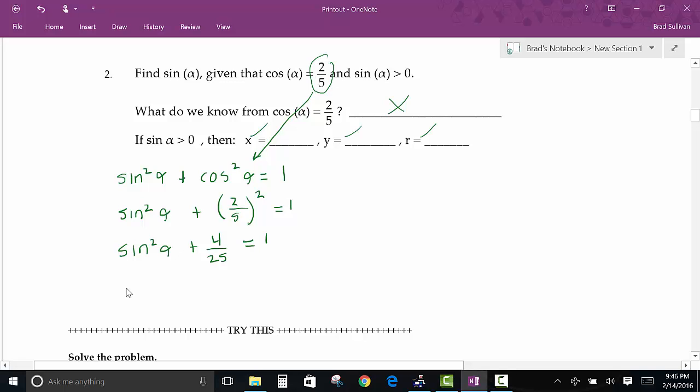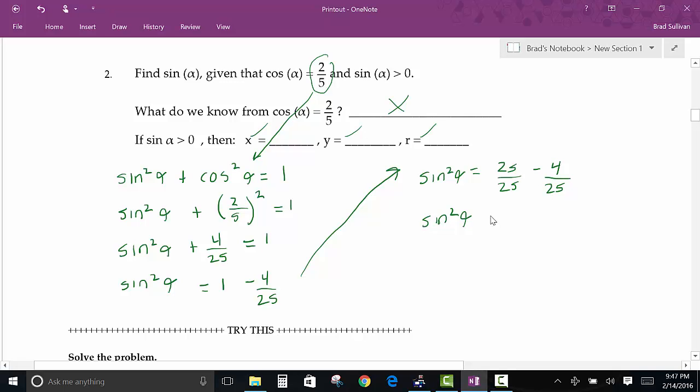That's equal to 1. Now I can subtract that from both sides to get sine squared alpha equals 1 minus 4 over 25. Now I have sine squared alpha is equal to 25 over 25 minus 4 over 25, so that gives sine squared alpha equals 21 over 25. Then I can take the square root of both sides, and again you have that plus or minus. So at this stage I have sine alpha equals plus or minus square root of 21 over 5, because the square root of 25 is 5.